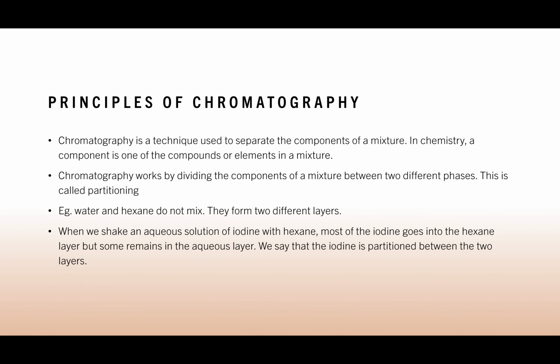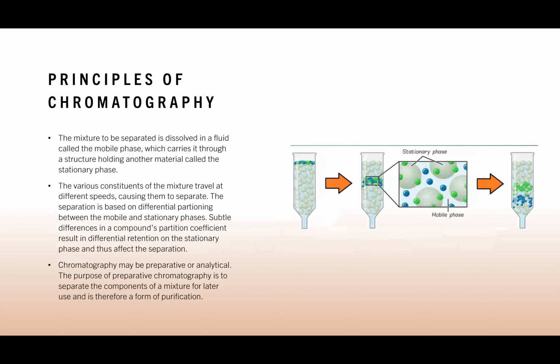For example, water and hexane do not mix. They form two different layers. When we shake an aqueous solution of iodine with hexane, most of the iodine goes into the hexane layer, but some remains in the aqueous layer. We say that the iodine is partitioned between the two layers. And we spoke about that a little bit just before, in separating techniques, partitioning and the partition coefficient. But we're not going to be really using partition coefficients for chromatography. So the principles generally are as follows.